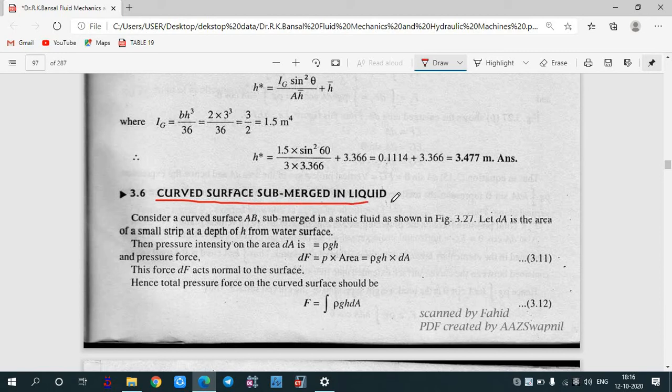Submerged in a liquid. As I've discussed earlier, we have four cases. One, when your body or an element is placed vertically in a static fluid. Second case was when it was in a horizontal plane. Third case was when it was in an inclined plane. Now the last case is related to the curved surface submerged in liquid.